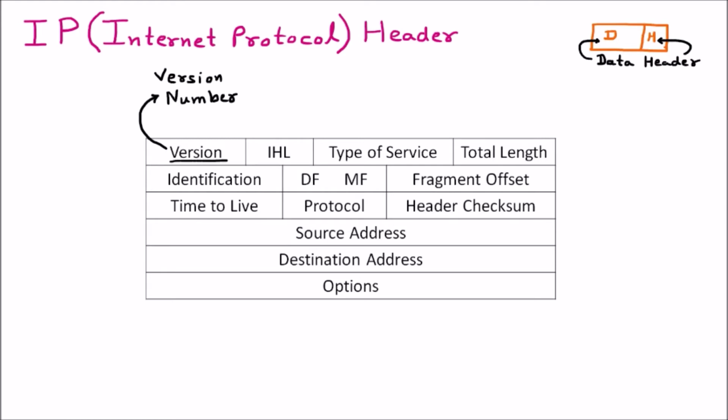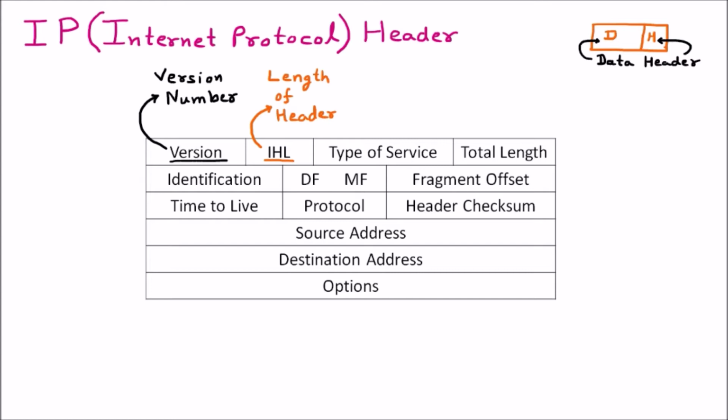Afterward we have the next field, which is the IHL. IHL is also called the length of the header. Whatever header we are sending, the complete length of that header is stored in this field. Let us suppose we are sending some certain number of bits of the header; that number is stored here, for example 4, 5, 20. So the length of the header is stored in the IHL field.